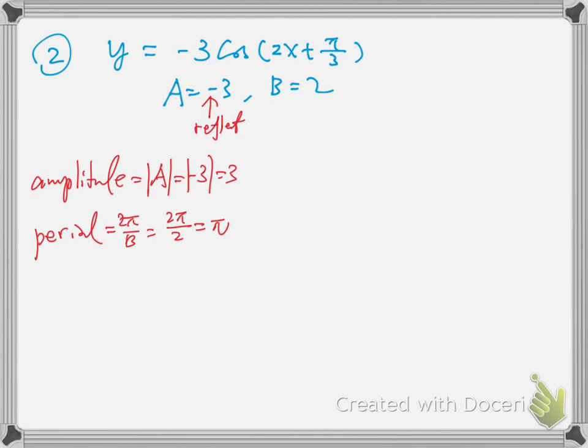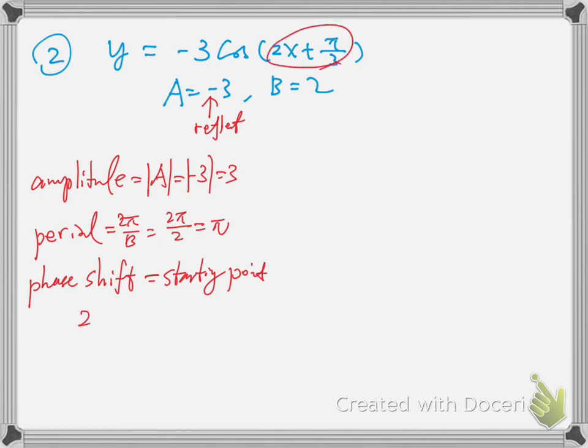And then we have to find the phase shift, or the starting point of the key pattern. So this will be the input equals 0. The input of cosine equal to 0, right? 2x plus pi over 3 is 0. So now minus pi over 3, minus pi over 3. We got 2x is negative pi over 3. Divided by 2, we got x is negative pi over 6.